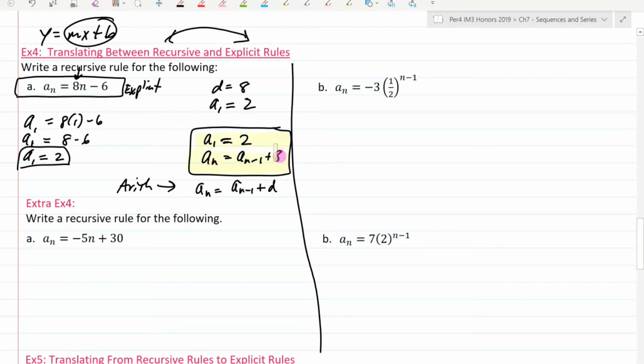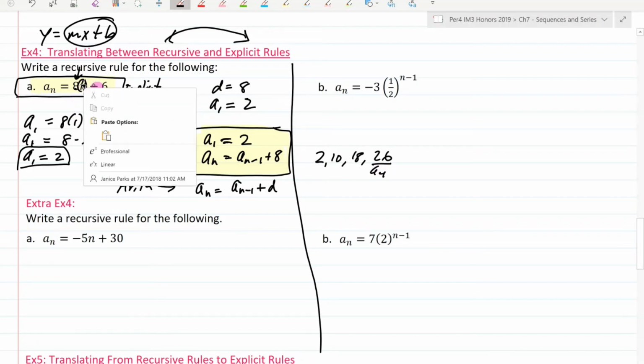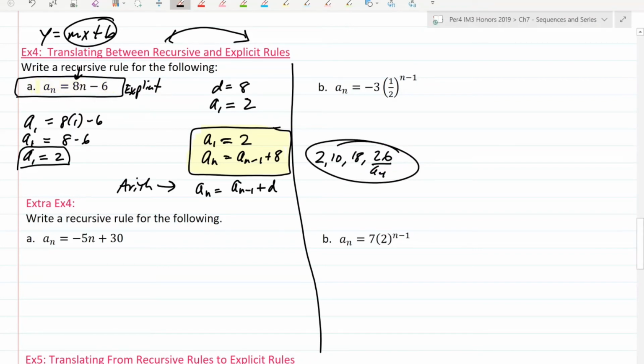So it's the same exact sequence. Regardless of which one you do, if you were to write these out, you would start with 2, the next one would be 10, then you would add 8 to that, then you would add 8 to that. And if you wanted to know the fourth term, which is 8 times 4, you would put a 4 here. And you would say, okay, 8 times 4 is 32, 32 minus 6 is 26. So you can get this sequence regardless of if you use the explicit rule or if you use the recursive rule, okay?